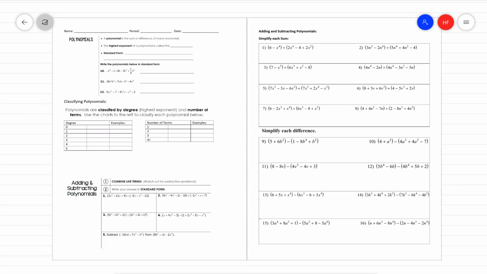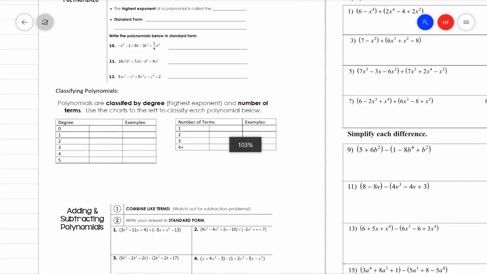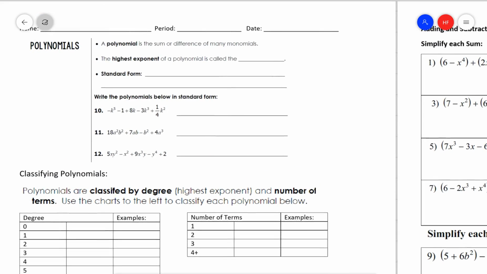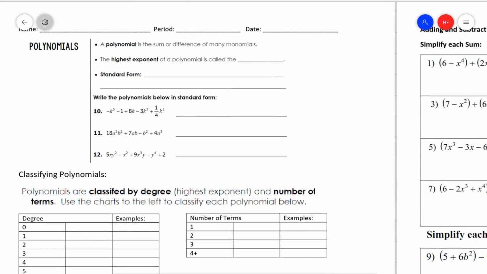Today we're going to be doing adding and subtracting polynomials, which basically is just being able to combine your like terms and paying attention to the signs on each of them. So first we're going to go over a little bit of what polynomials are. A polynomial is the sum or difference of many monomials. A monomial is just one term.